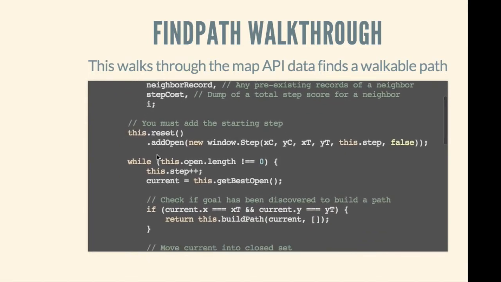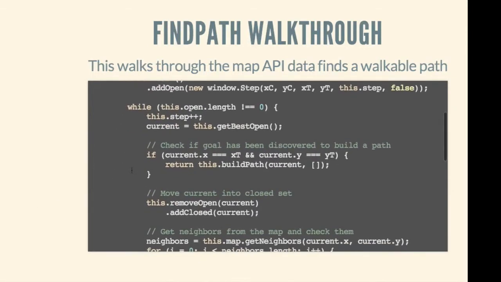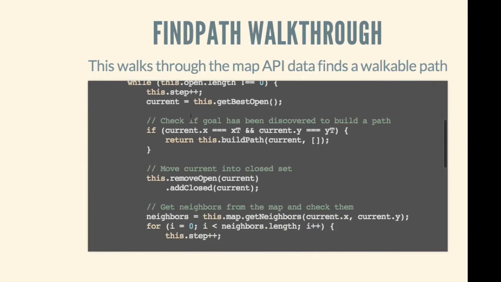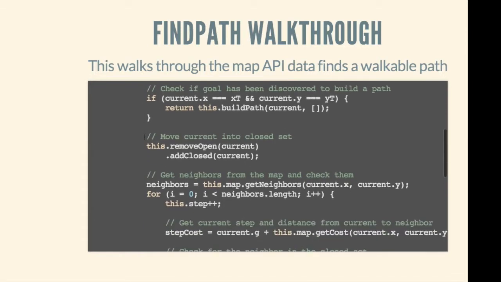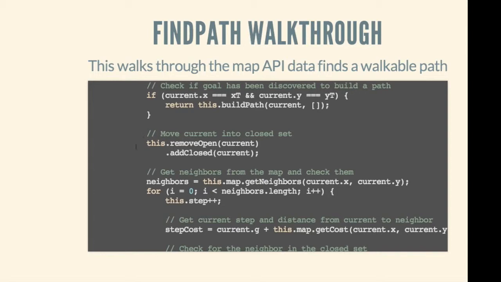So we start out by adding our starting step after we've reset, which is pretty much just resetting the closed and open stack. We add in our open tile. We then start a while loop, which is going to run infinitely until it's complete. The while loop will increment a step and take a look at the best possible open that we can get. We'll then check immediately to see if a goal has been discovered, because we don't want to go any further than that if a goal is available. And if so, we'll return that with build path, which we'll look at next.